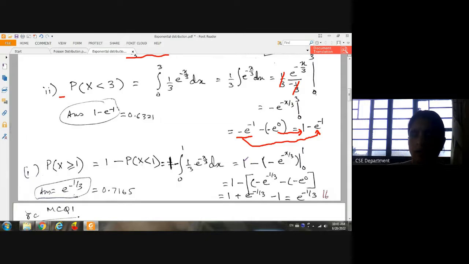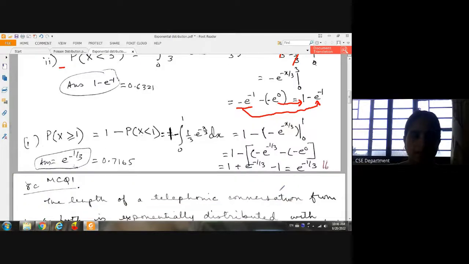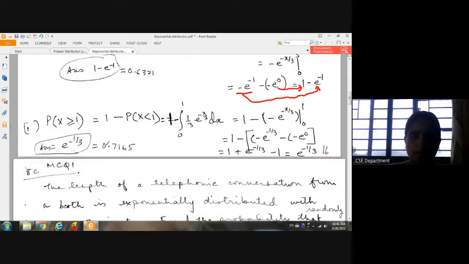When you do the same thing here, you will get e power minus 3. I will not spend the time. You pause the video and actually do it. It's exactly the same as the previous one, only 3 is replaced by 1. Next, here this is the answer, e power minus 3 and by 3, which is 0.7.